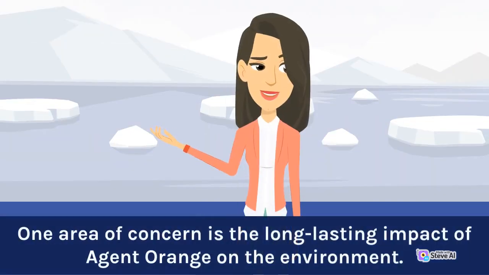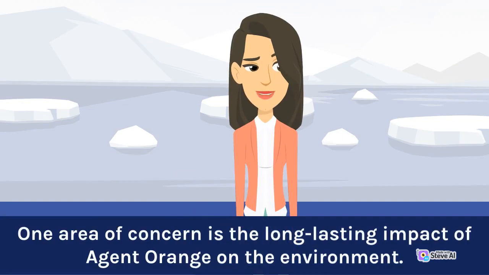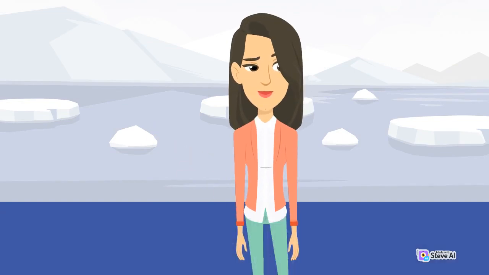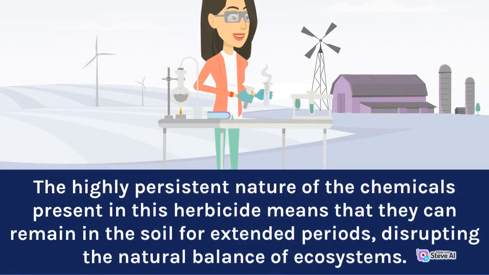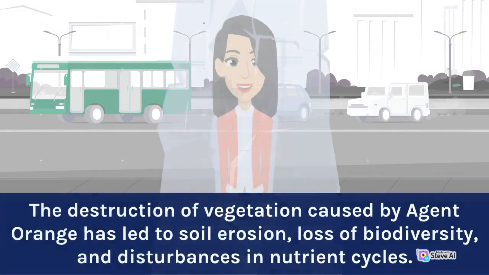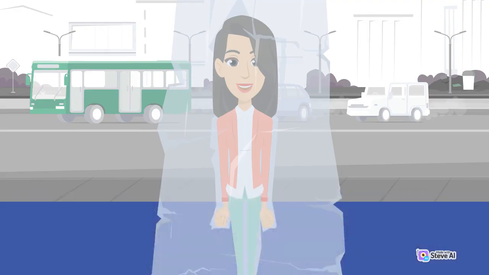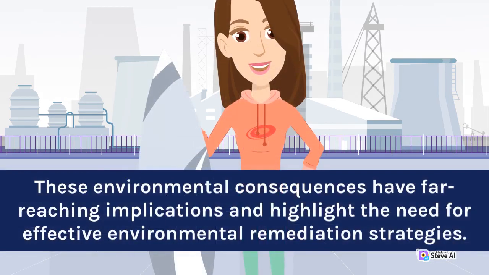One area of concern is the long-lasting impact of Agent Orange on the environment. The highly persistent nature of the chemicals present in this herbicide means that they can remain in the soil for extended periods, disrupting the natural balance of ecosystems. The destruction of vegetation caused by Agent Orange has led to soil erosion, loss of biodiversity, and disturbances in nutrient cycles. These environmental consequences have far-reaching implications and highlight the need for effective environmental remediation strategies.